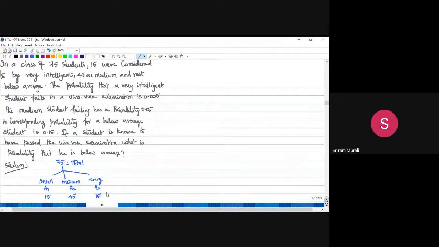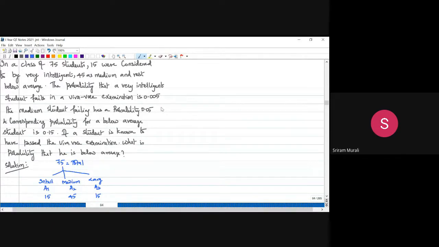Yes, sir. The probability that a very intelligent student fails in a Viva examination is 0.005. A medium student failing is 0.05, and a below average student failing is 0.15. The student is known to have passed the Viva examination, so he has cleared it. What is the chance that he is below average?